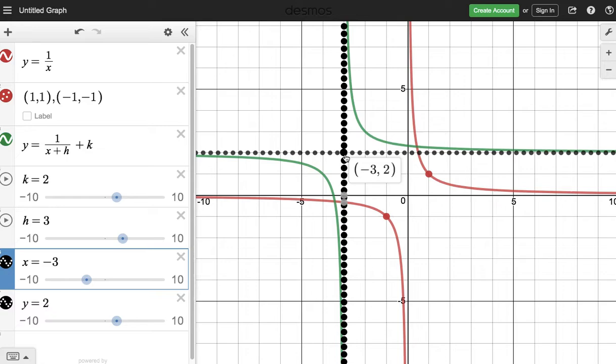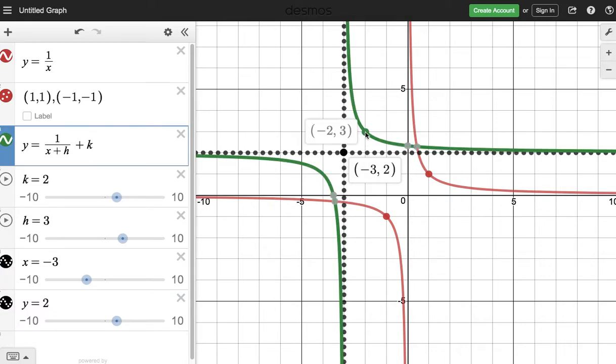So this point of (-3, 2) is almost, I hate to call it a vertex, but it's sort of like a vertex, because from that intersection of your two asymptotes, you go right one, up one, and you'll have a point on your graph, and left one, down one, and you'll have another point on your graph. There it is. So as long as you know what direction the graph moved, left, right, up, or down, you can draw in your asymptotes first, and then draw in the curve on either side.